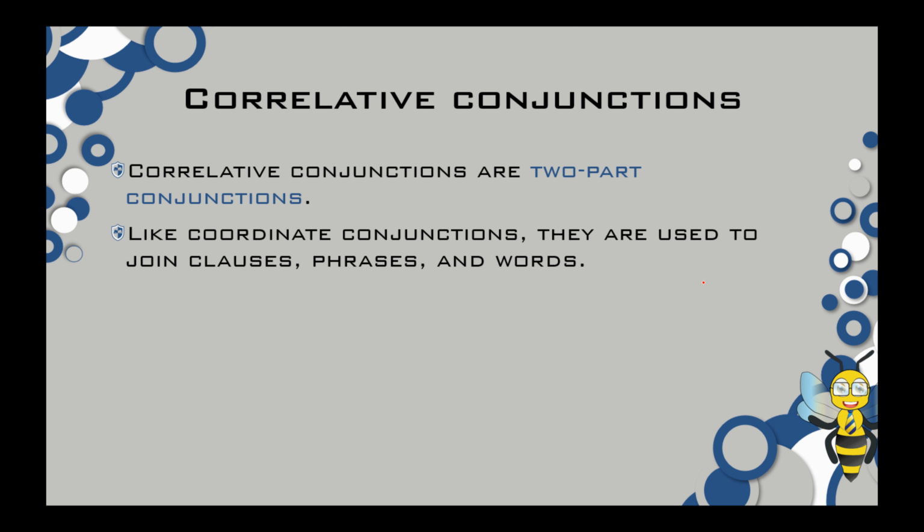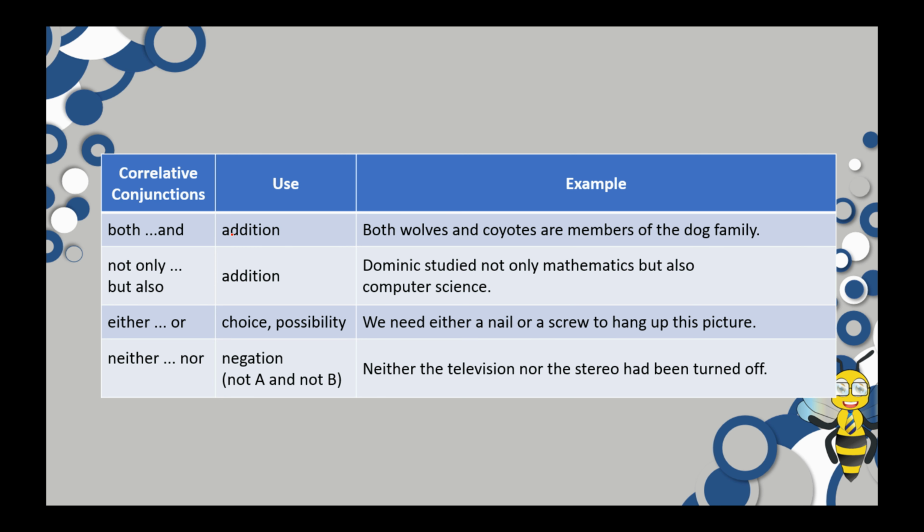Correlative conjunctions are two-part conjunctions. It means they have two words to create these conjunctions, and they are used to connect clauses, phrases, and words. For example, both and, not only but also, either or, neither nor. So as you can see, here we have two words, both and, not only but also, and so on. When we use these types of conjunctions, we will always have something in the middle of them.